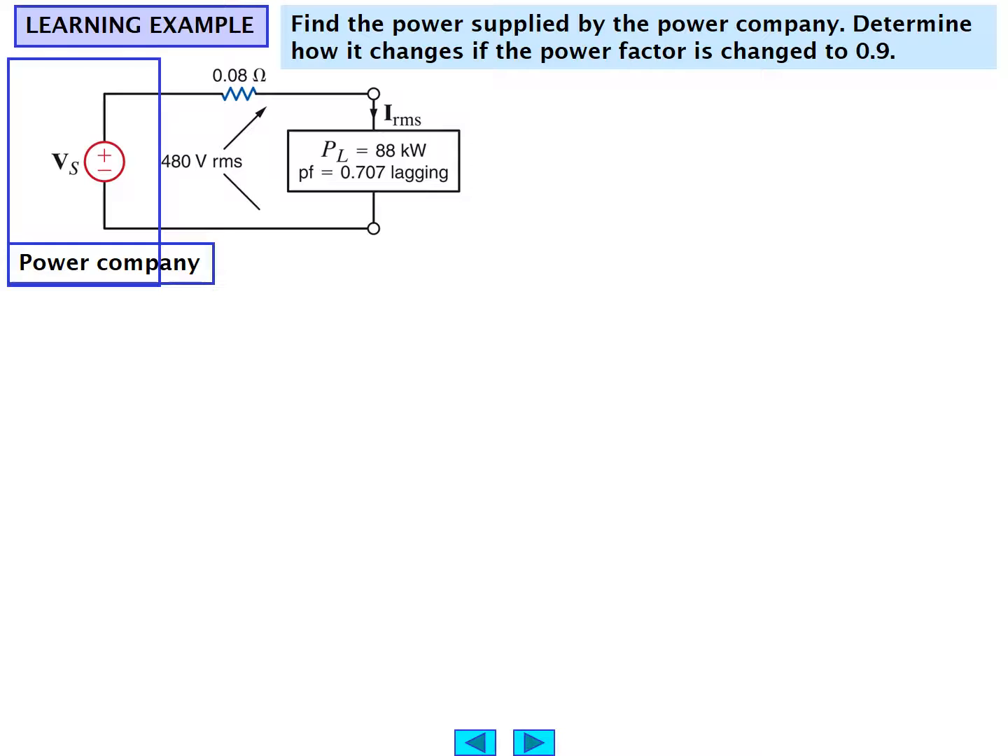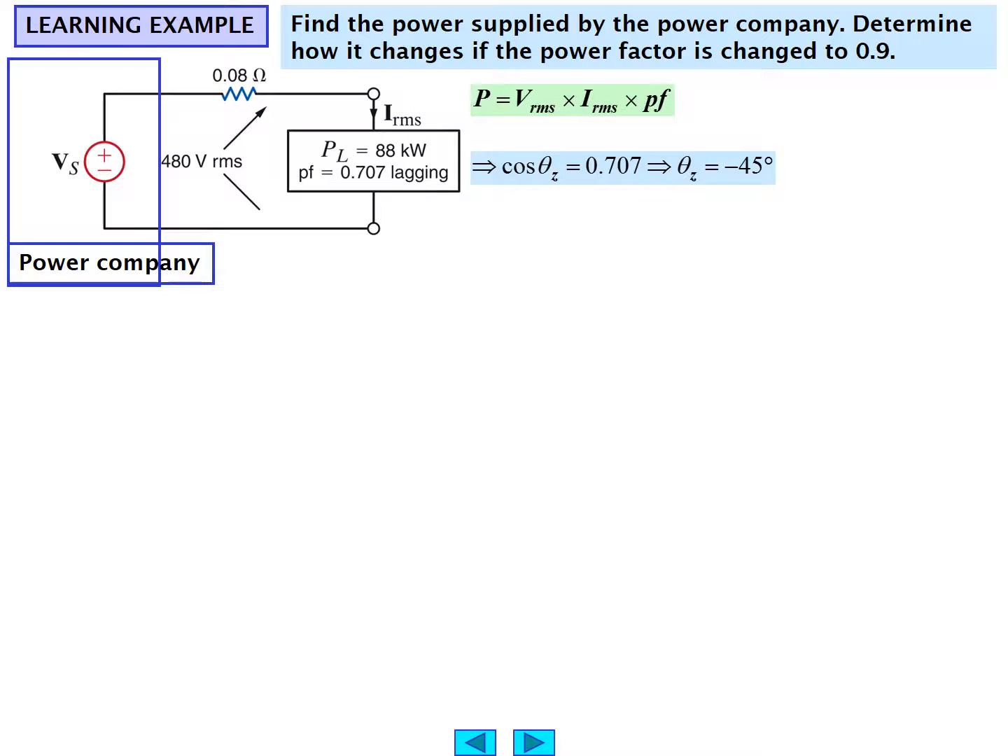By measurement, we know that the power in the load is 88 kilowatts, or 88,000 watts. And by measurement of the angle between the current and the voltage, we find that the power factor is 0.707, lagging. That means that cosine theta Z equals 0.707, and theta Z then is minus 45 degrees. Of course, we need to know that it's lagging in order to put the sign for theta Z as minus 45.